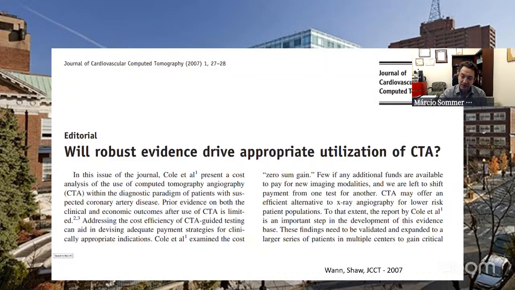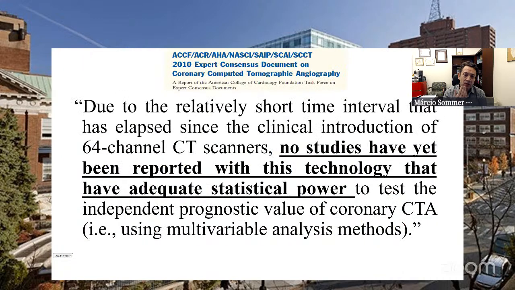In 2007, even in the CT journals, this is JCCT, where we are usually more prone to say CT is great and we have all the data to support it, what we would say is prior evidence going beyond pure imaging, like clinical outcomes, is just limited. We don't know. And then if we go even to 2010, on the expert document about CT, we would say we don't have data about prognosis with adequate statistical power to allow adjustment for multivariable analysis and other things. So basically, 14 years ago, we were saying we don't have a clue how this performs from a clinical perspective. At best, we know we can take nice pictures.